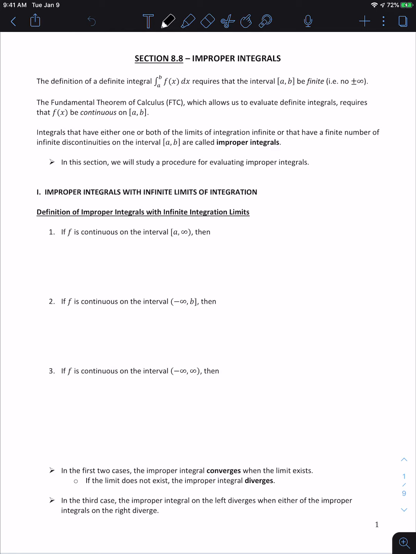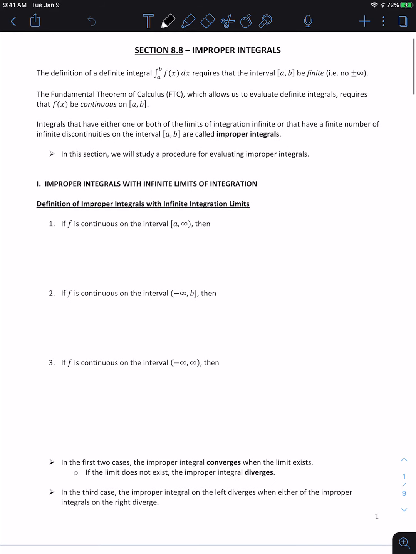The fundamental theorem of calculus, which allows us to evaluate definite integrals, requires that f of x be continuous on the closed interval from a to b. Integrals that have either one or both of the limits infinite, or that have a finite number of infinite discontinuities on the interval from a to b, are called improper integrals. In this section, we're going to be solving those improper integrals.